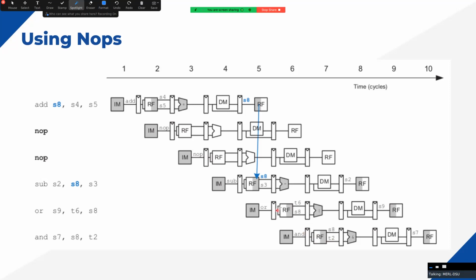But again, let's take an example. What happens if the subtraction result in the data register, which is S2, is also used in my OR instruction? There is again a data dependency occurring. So do I have to include two NOPs again? And if this keeps happening continuously, how many NOPs am I going to implement in my architecture? So this is not an optimal, optimized solution.